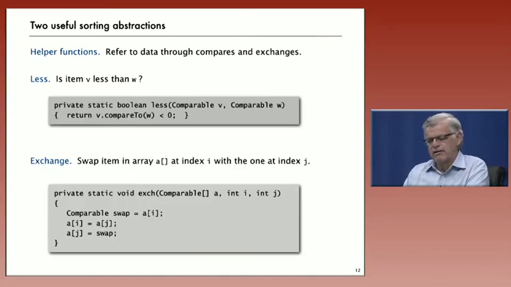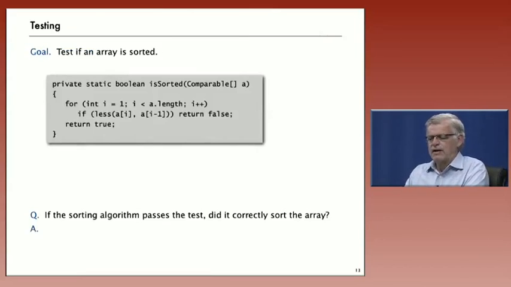And then the other thing that we do when we sort items in an array is to swap or exchange the item at a given index i with the one at a given index j. And that's every programmer's first introduction to assignment statements. We save a[i] in a variable swap, put a[j] in a[i], and then put swap back in a[j]. So now our sort methods to refer to data will just use these 2 static methods. And there's a good reason for that.